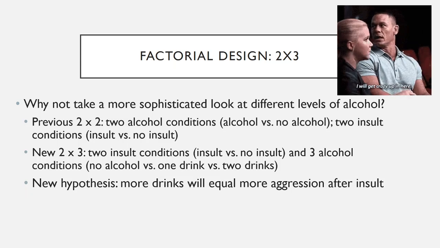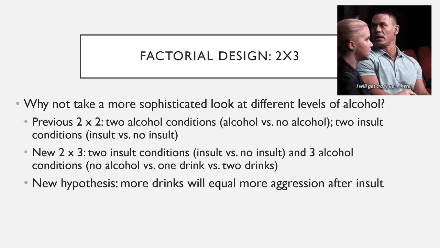The fact that the factor standing in for alcohol is now a 3 communicates that there are now 3 levels to your alcohol condition. So an easy way to create 3 conditions within the alcohol IV is to just create different alcohol levels. No alcohol versus 1 drink versus 2 drinks. This allows you to evaluate in a slightly more nuanced way whether more drinks equals more aggression. So again, think about why 2x3 creates this different design.